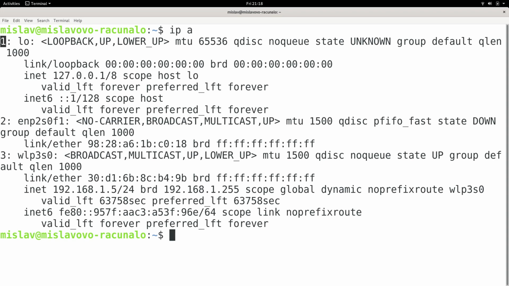Well, first of all, I have three network interfaces. Because I have one here, I have two here, and three here. So in total, I have three network interfaces.